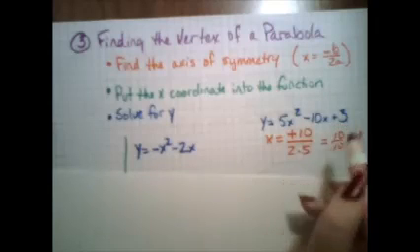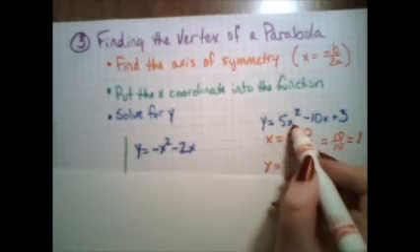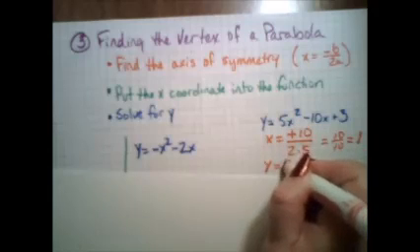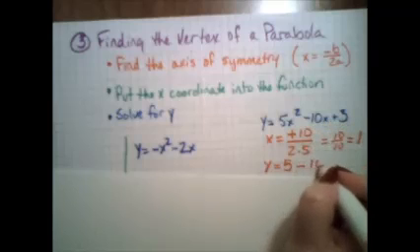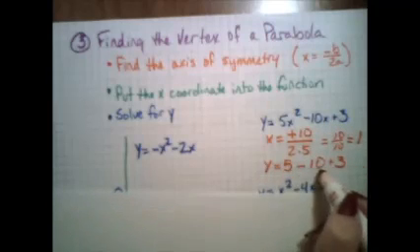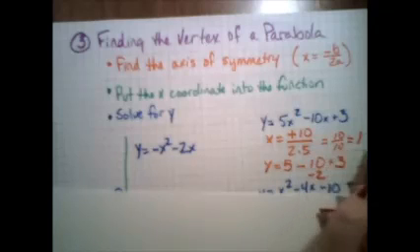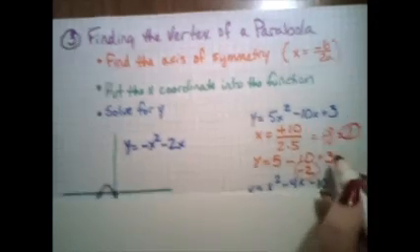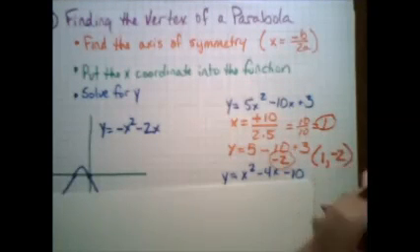So we're going to stick 1 back into this. Y equals 5 times 1 squared. 5 times 1 is 5 minus 10 times 1, which is 10, plus 3. 5 minus 10 is -5 plus 3 is -2. So our vertex is 1, -2.